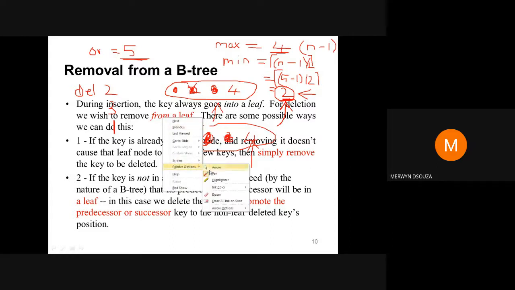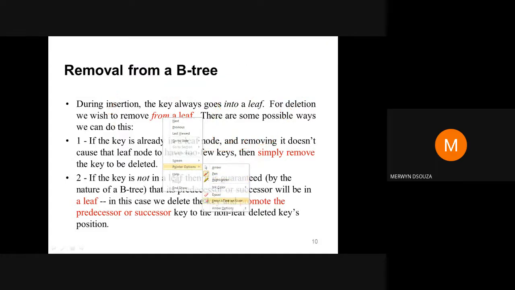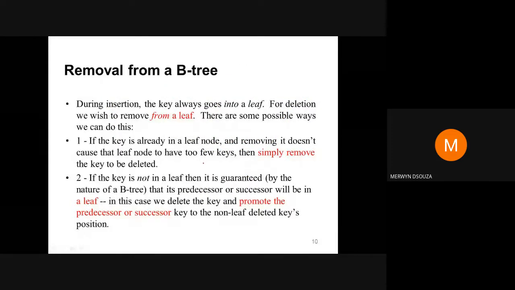I hope you have understood. If you have any doubt, you can type in the chat. You can just read this. This is basically what I've just explained to you.